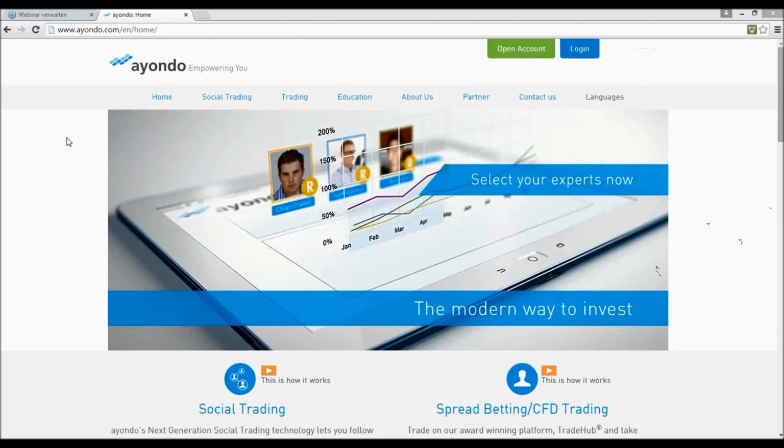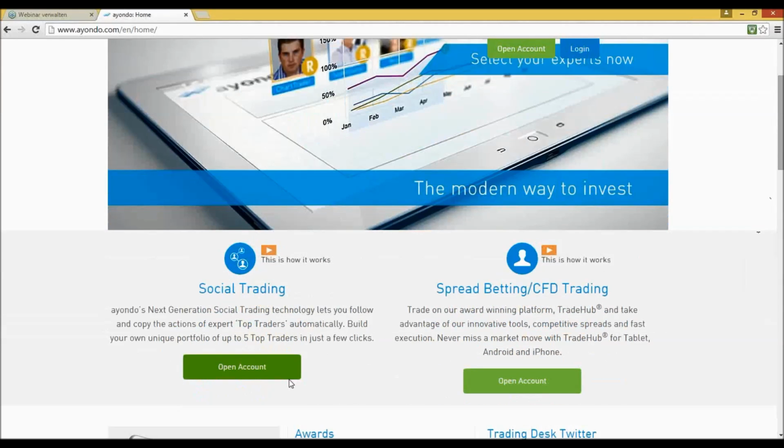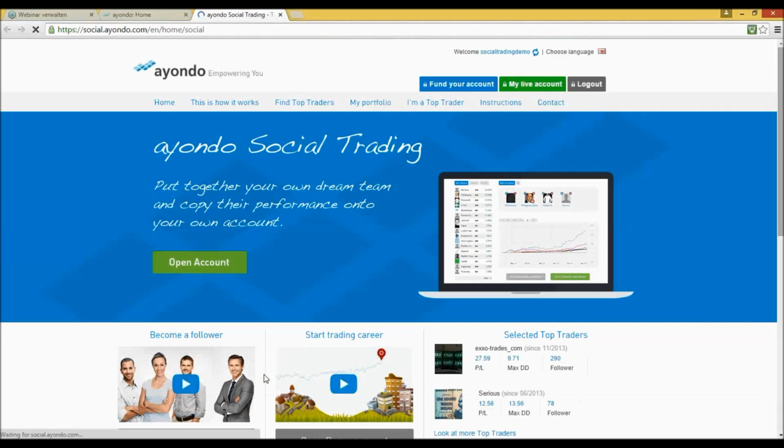In order to apply for an account, you'll need to look on the homepage, and along the bottom here, you'll see social trading and spread betting CFD trading. So Ayondo as a company has two types of trading accounts. One is the normal trading account, which is similar to what you may be used to. And then we have the social trading, which is what we're going to discuss today. So if you select social trading, and you can see here it says open account. If you click on open account, it'll take you to the registration page.